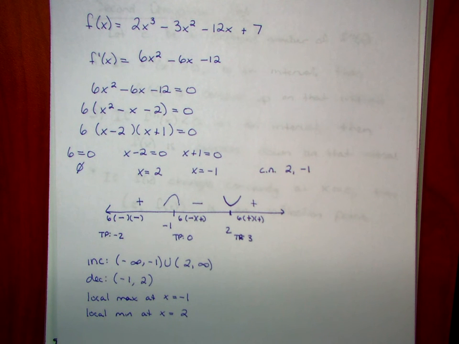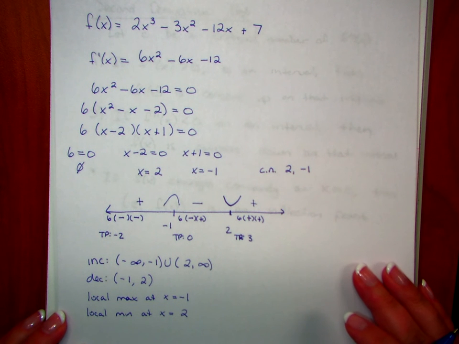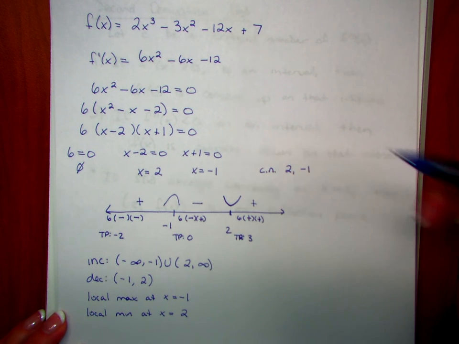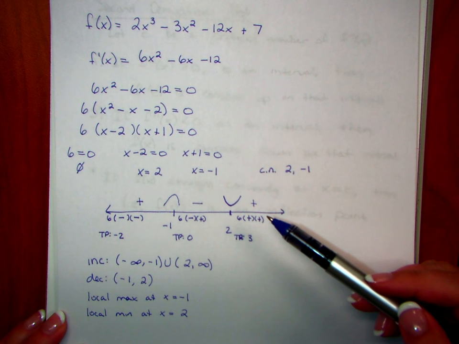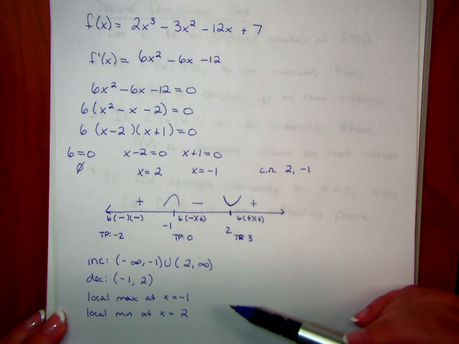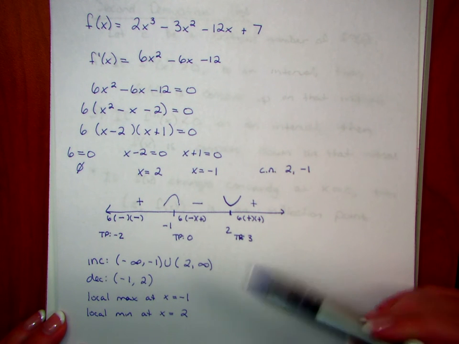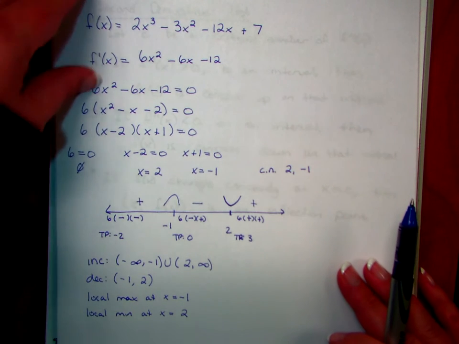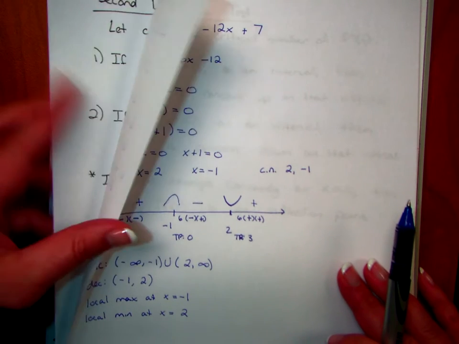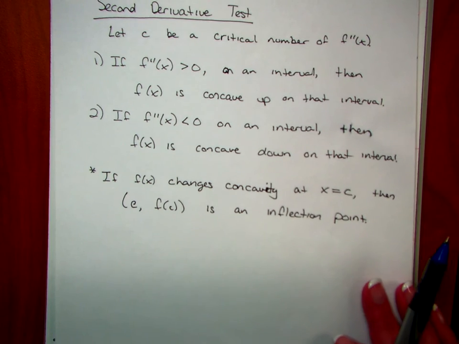Section 4.3, Video 2. We just finished this example where we found the critical numbers and did our increasing/decreasing test and our first derivative test to find local maxes and mins. We're going to come back to this when we do our second derivative test. So the second derivative test is here.